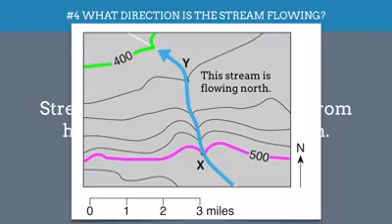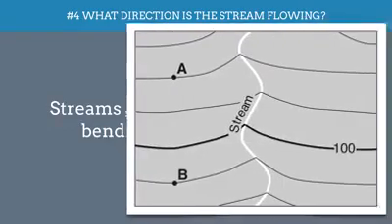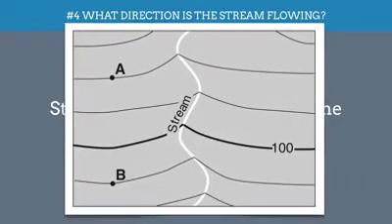But we're also going to run into scenarios where we don't have labeled contours, and so we have to follow rule 2, which is that streams always will flow opposite the bends found in contour lines. Here's what I mean. Look at this map. I have a stream flowing in the middle here, but I only have one contour line labeled, so I don't know where the higher and lower elevations are.